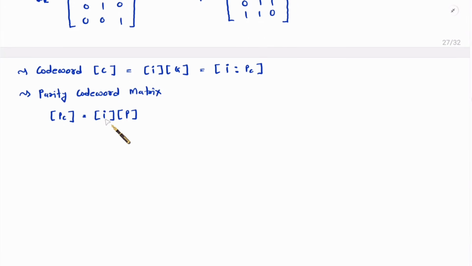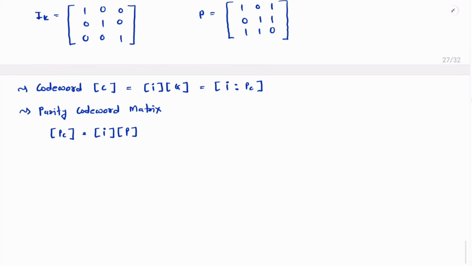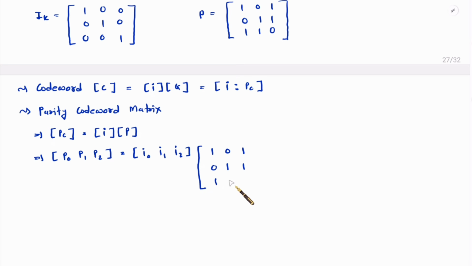See, here we have information I and parity P. And if you observe this PC, let us say this PC is P0, P1 and P2. Let us say the information I is I0, I1 and I2. And here we have the parity matrix, that is 1 0 1, 0 1 1 and 1 1 0. Now based on this, one can understand the P0, P1 and P2 calculation.